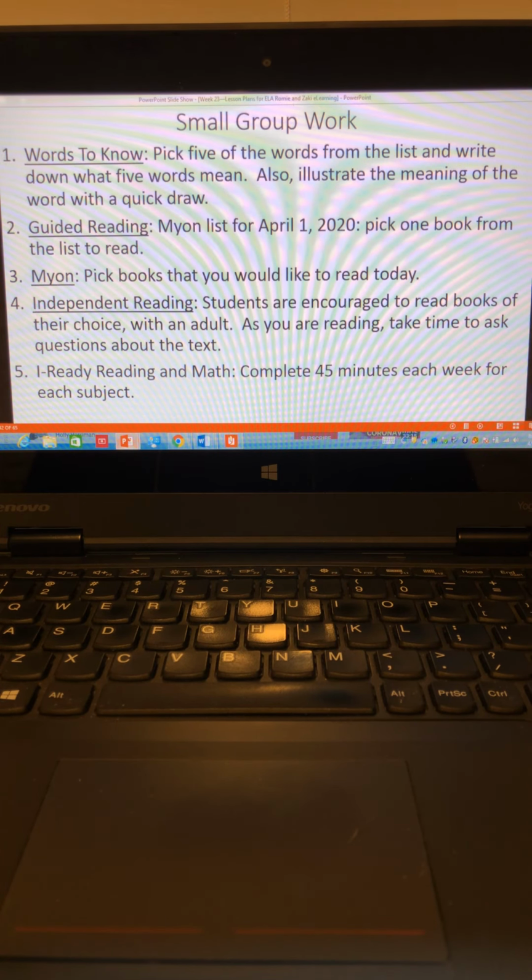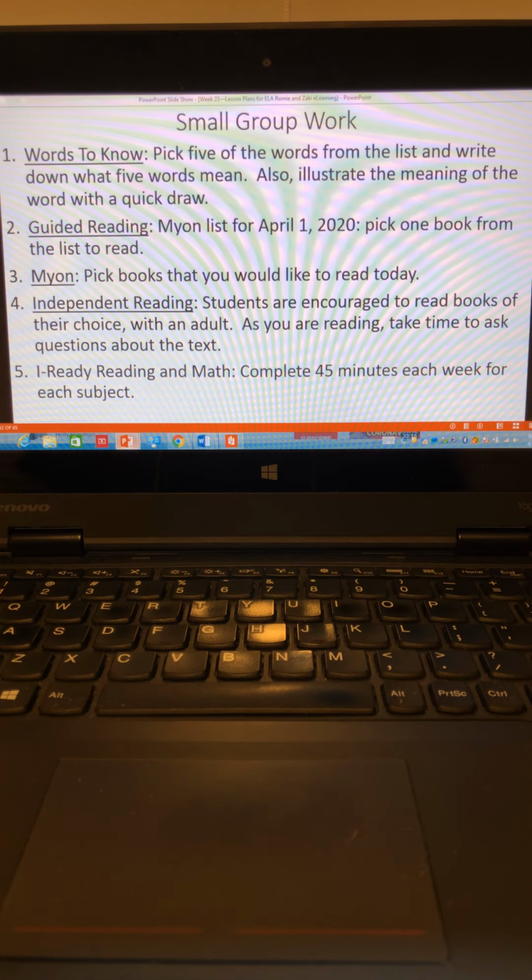But also I need to make sure I remind you, your iReady reading and math, you need to complete 45 minutes each week. So make sure you're working on that time and make sure you get at least 45 minutes or more for reading and math each week.